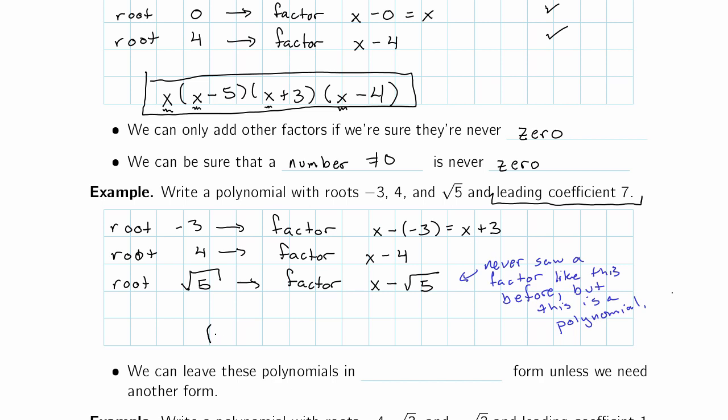So our factors are going to be x plus 3, x minus 4, and x minus the square root of 5. And then this leading coefficient, we just drop it in front. So we throw in all of those factors, we put the leading coefficient in front, and we're done. We can leave this in factored form, unless we have some reason to want it in another form. In math class, our reason to want it in another form is usually because someone told us to, or because we're going to do some next step.